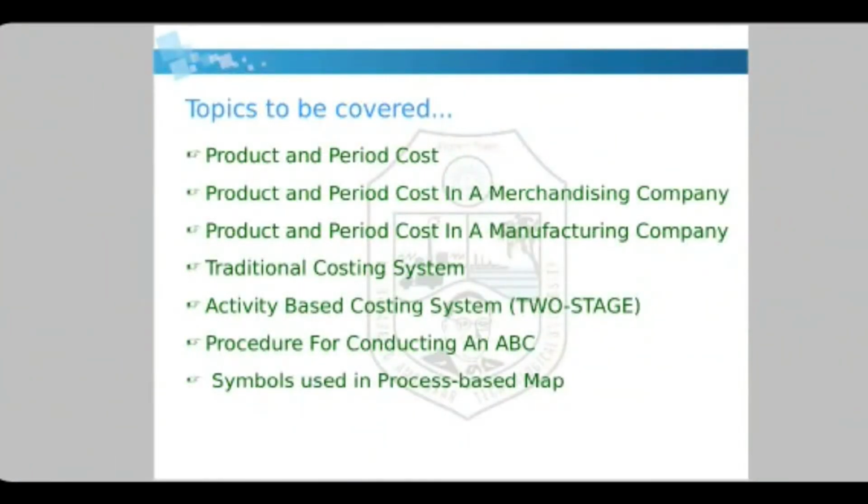The topics that we are going to cover in today's lecture are: what product and period cost are, product and period cost in a merchandising company, product and period cost in a manufacturing company, what the traditional costing system is, the activity based costing system, the procedure for conducting an ABC, and symbols used in a process based map.